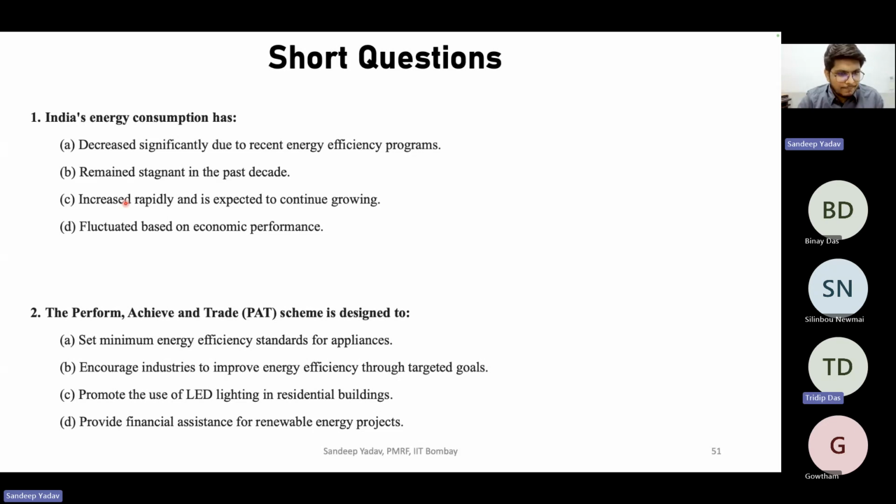Now, the second one: the Perform, Achieve, and Trade scheme is designed to set minimum energy efficiency standards for appliances, encourage industries to improve energy efficiency through targeted goals, promote the use of LED in residential buildings, or provide financial assistance for renewable energy projects. This is a very straightforward question. It's B, correct. It's clearly telling that the PAT scheme is for encouraging industries to improve energy efficiency through targeted goals.